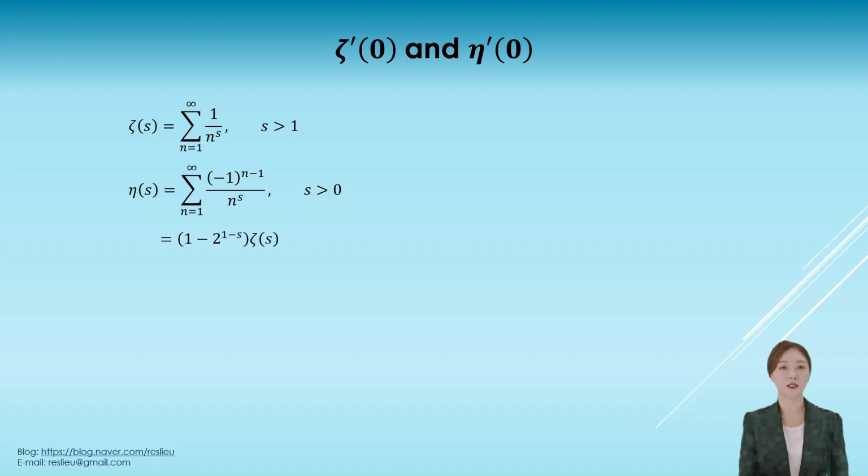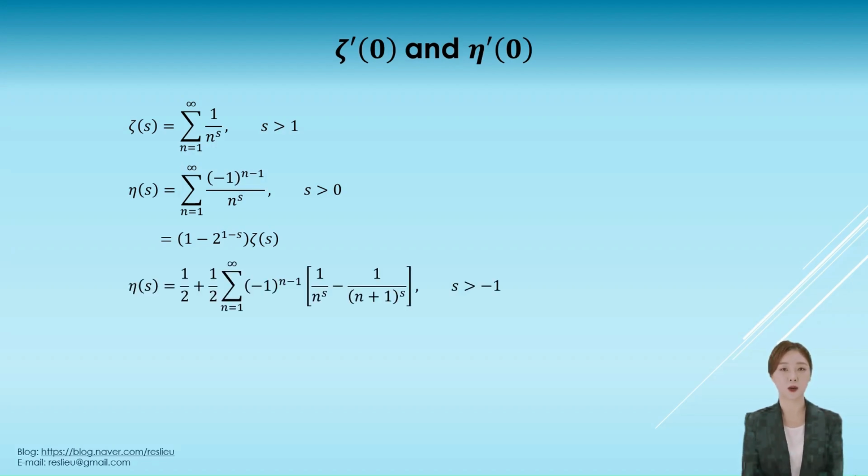In addition, the eta function has the relation of 1 minus 2 to the power of 1 minus s with the zeta function above. If each term of the eta function is expressed again as 1 over n to the power of s minus 1 over n plus 1 to the power of s, the first term of the eta function is 1, so 1/2 comes first. This definition of the eta function converges in the region where s is greater than minus 1.